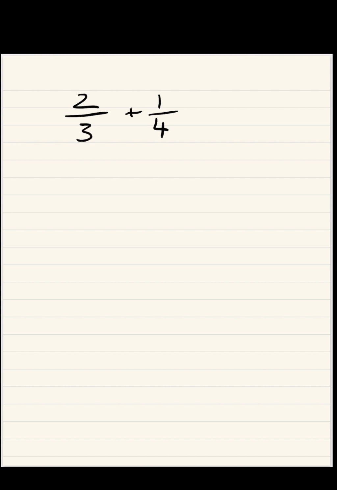Okay. You may have been taught to do this using what we call equivalent fractions. Equivalent fractions are where we try and make the same denominator. So for 4 and 3, our lowest common multiple is 12. So to get to 12, I'd have to multiply this fraction by 4 and this fraction by 3. Okay, so let's see what happens if I do that.